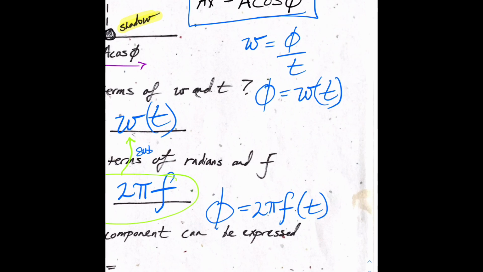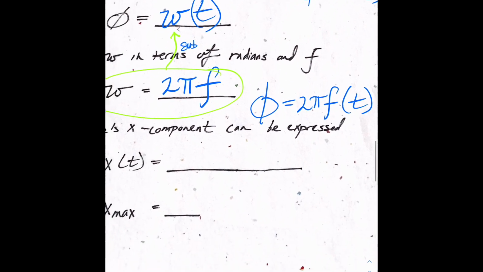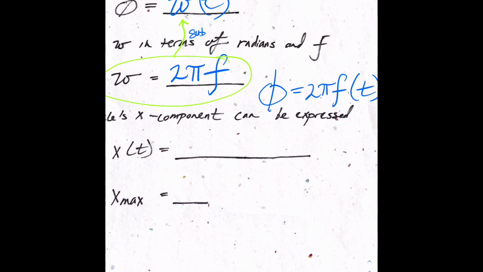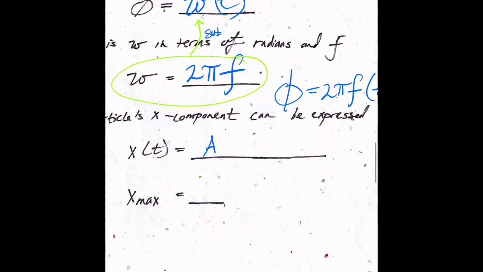But we're now going to sub in for phi 2 pi f times t. So we're going to write the expression like this, remembering that 2 pi ft is just an angle, theta or phi. So we have the position as a function of time is equal to the amplitude times the cosine of 2 pi f times t.